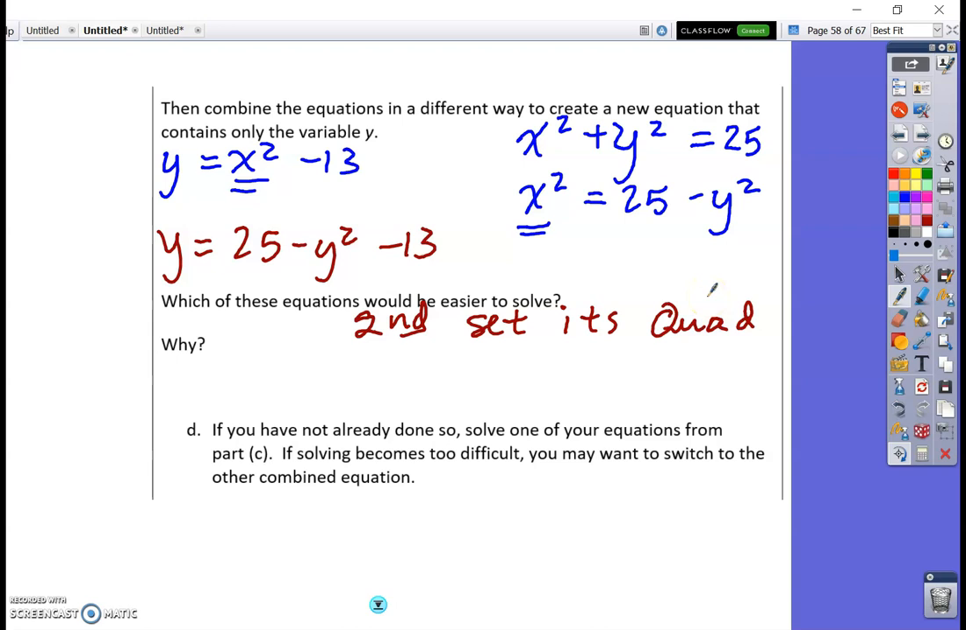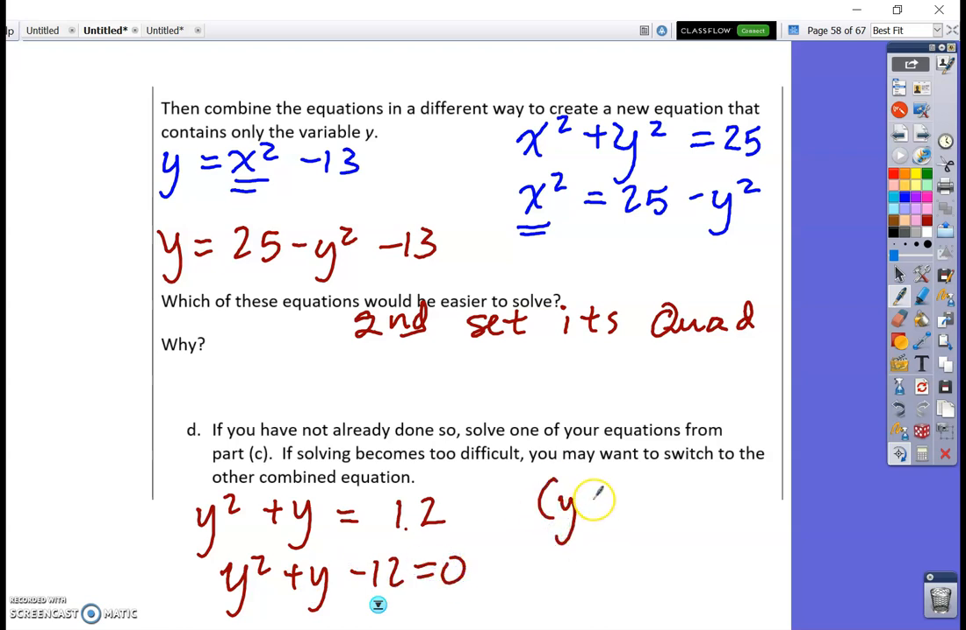And if we've not already done so, solve one of my equations from part C. I'm going to do the second one. So I've got y squared plus y equals 12. And so y squared plus y minus 12 equals 0, which factors into (y plus 4) and (y minus 3) equals 0. So y equals negative 4 and positive 3, which is what we saw in our graph. And then we would go back and plug into the other equations and find our x values. And again, we're going to have multiple x values. It didn't say to solve the system, it said solve one of the equations. So I'm not going to solve my system, I'm just going to solve one of the equations, and that's that.